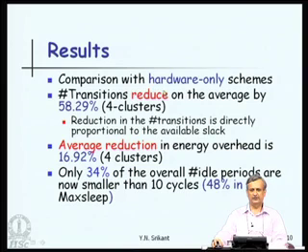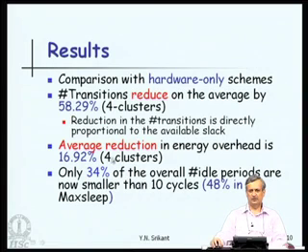The comparison was with the hardware only scheme. That means the architecture had hardware inside to switch on and switch off function units if they were idle for more than 1 unit of time. If it is idle for more than 1 unit, then it switches it off, and when it is required it is again switched on, the power supply is switched on. So, the number of transitions reduced on the average by about 58% for 4 cluster systems, and the reduction in the number of transitions is directly proportional to the available slack.